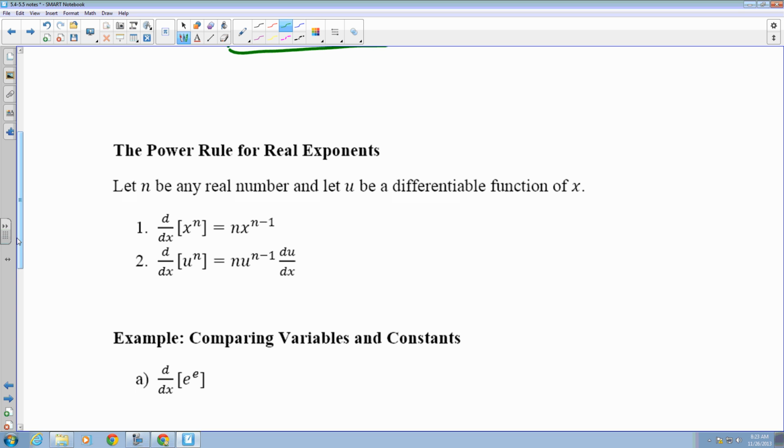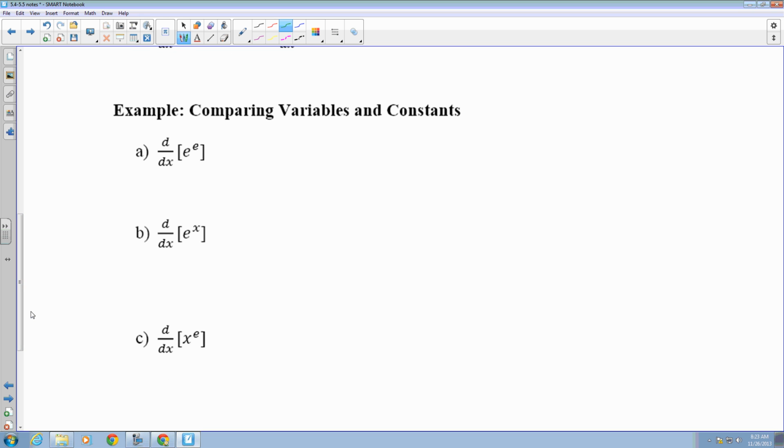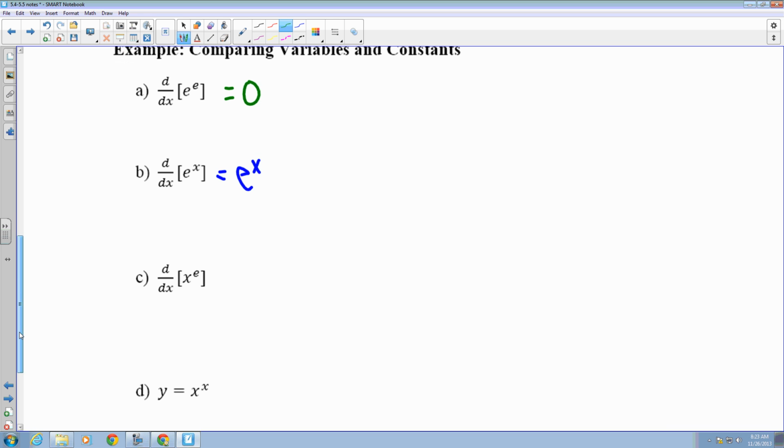Okay, these are just power rules in general. Take the derivative of e to the e. Remembering that e to the e is just a number, the derivative of any number is 0. Derivative of e to the x, this was in the last couple sections, is just e to the x. C, the derivative of x to the e, that's the same thing as if I had x squared. I would have to follow the same exponent rule because e isn't just a number. So this is e times x to the e minus 1.